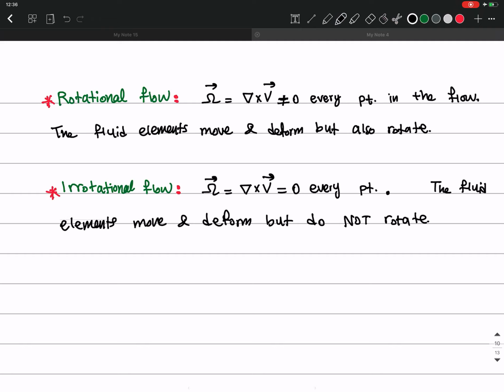So let me show this. What do we mean by rotation? By rotation, we mean rigid body rotation. It doesn't mean we can't have some rotation in the large scale sense, but if the fluid particles, the fluid elements, are not rotating, it's not a rotational flow. It could still be an irrotational flow.